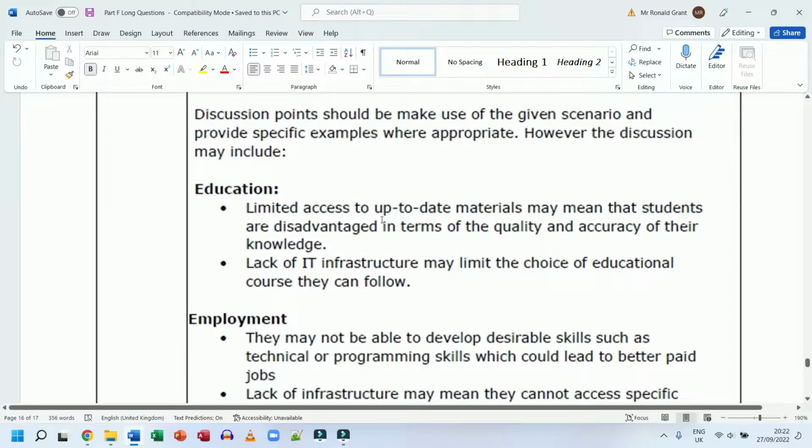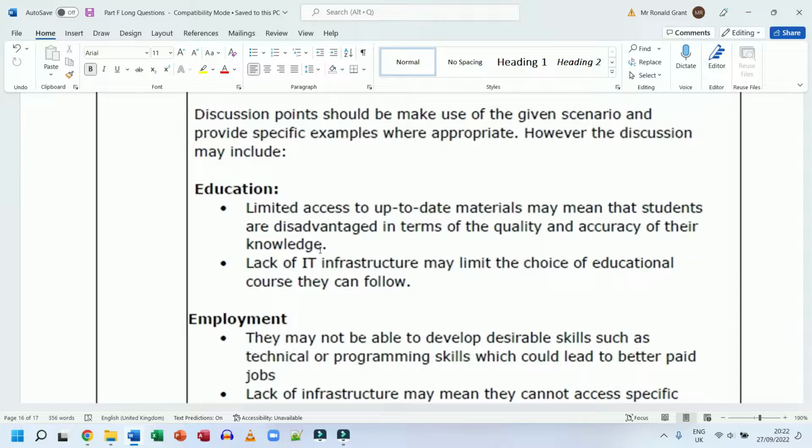So, limited access to up to date materials may mean that students are disadvantaged in terms of the quality and accuracy of their knowledge, which means that if your school has older IT systems, let's say Windows, I don't know, well, you guys probably won't know Windows XP or Windows 2000, which I know that stuff. If that's what your school is stuck on, you won't know how to do the most recent things. You won't know how the new technology works. So your knowledge is going to be out of date and not very accurate.